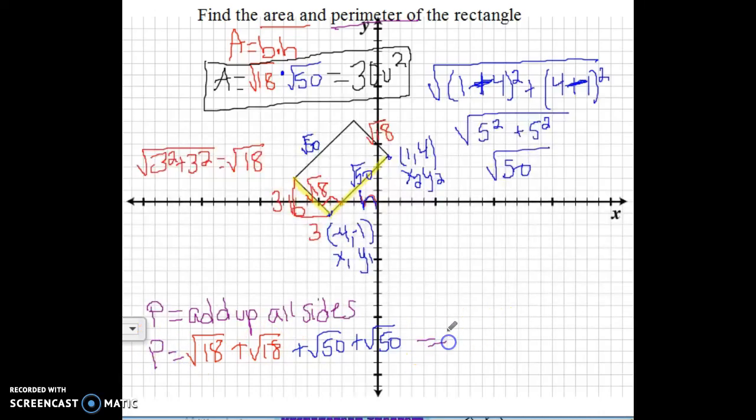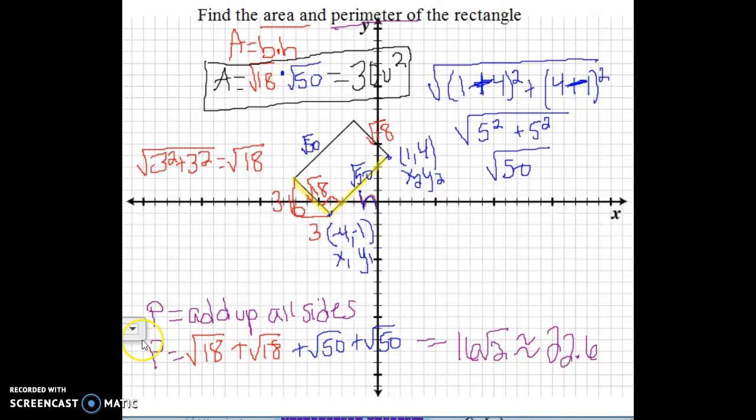So if I add all those together, square root of 18 plus another square root of 18 plus 2 square roots of 50. My exact answer was 16 square roots of 2. And then the decimal approximation of that is approximately 22.6. So either answer would be fine. It just depends on what your question is looking for.